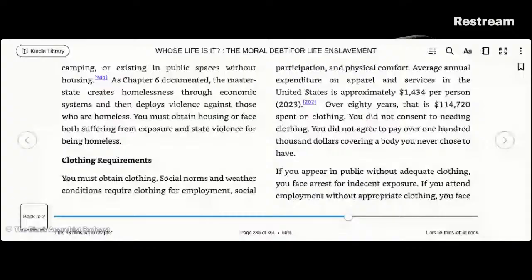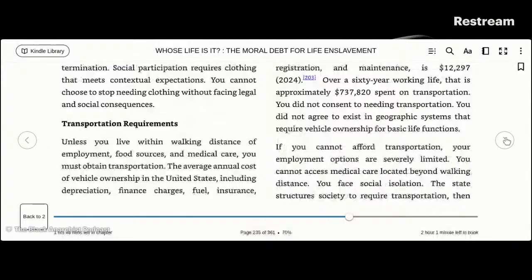If you appear in public without adequate clothing, you face arrest for indecent exposure. If you attend employment without appropriate clothing, you face termination. Social participation requires clothing that meets contextual expectations. You cannot choose to stop needing clothing without facing legal and social consequences.